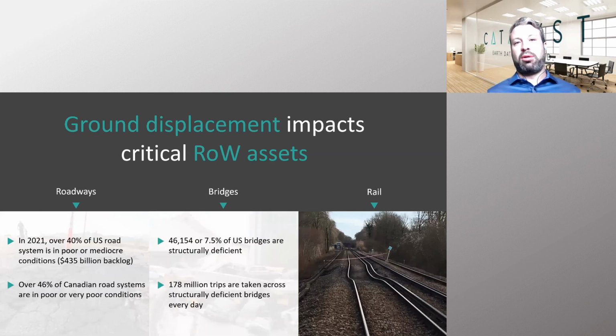When we look at bridges now, often ground displacement and subtle movements of these assets can be a precursor towards a potential catastrophic failure of these different bridges. This is even more important in the sense that 46,000, or approximately 7.5% of all US bridges, are structurally deficient. And basically, this impacts about 178 million people passing by these bridges every single day. So this is a real risk that needs to be managed and monitored on an active schedule.